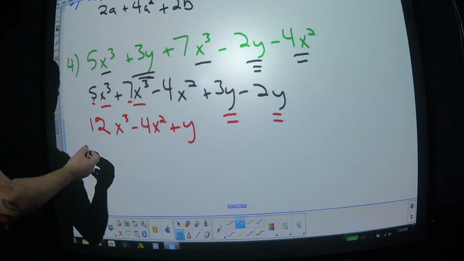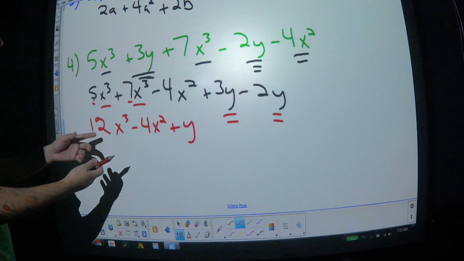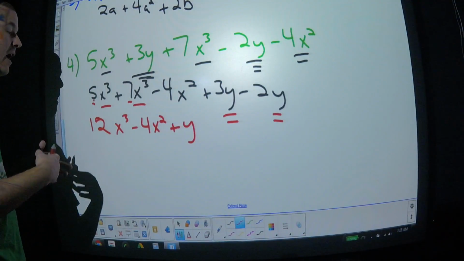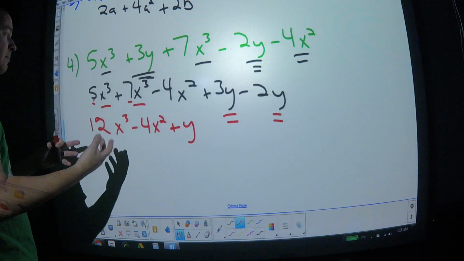Okay? So now we have it simplified. We have no other like terms that we can do anything with. There's no other x cubes, there's no other x squareds, there's no other y's, and it doesn't matter that we don't know what they are. All we were supposed to do was simplify.